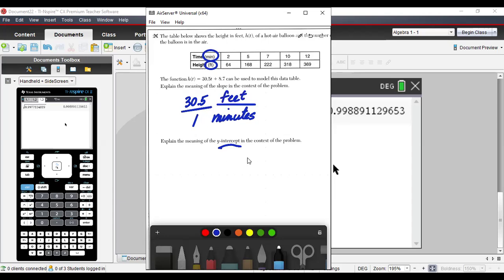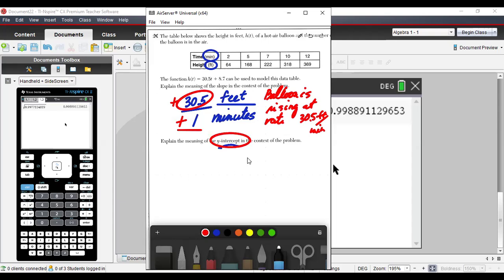So what does this slope mean? It means that for every minute that passes, the balloon rises 30.5 feet. So the balloon is rising at a rate of 30.5 feet per minute. That's what the slope means. Every minute that passes, the balloon rises 30.5 feet. That's what the slope means.